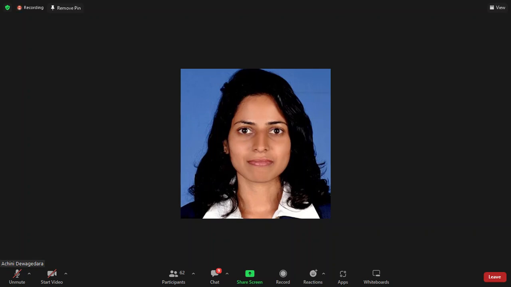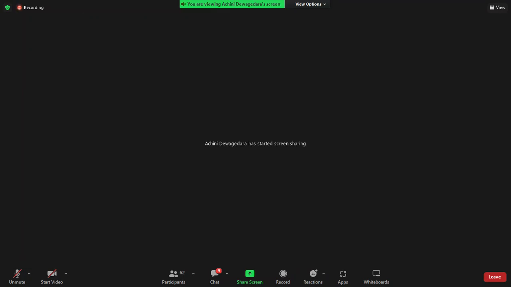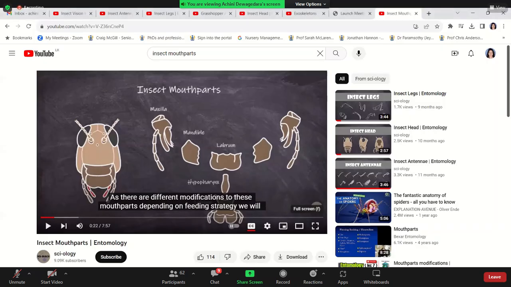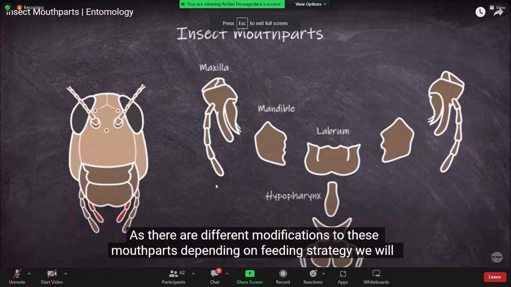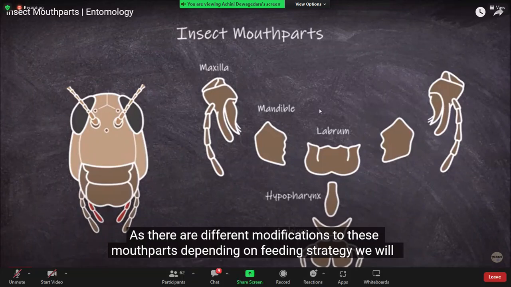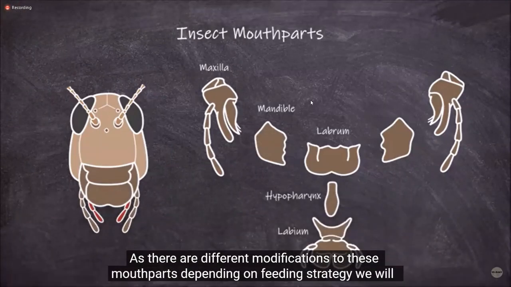Mouth parts used for chewing. The first... I hope you can see. Can you see? Yes. So, I told you that there are different mouth parts available, and according to the behavior of the insect, they have developed. Modifications to these mouthparts depending on feeding strategy.